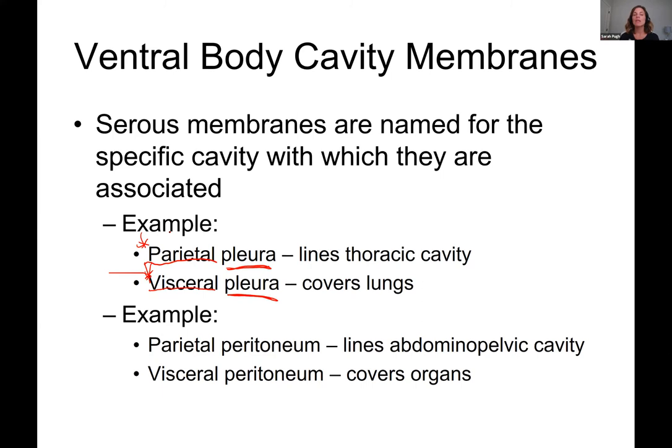Okay. Another example would be parietal and visceral peritoneum. Again, we just took off the word serosa and replaced it with this term. Peritoneum is what we find in the abdominal pelvic cavity. And so parietal peritoneum lines the abdominal pelvic cavity. Visceral peritoneum is what's covering the organs of the abdominal pelvic cavity. Okay, so we can just get more specific when we talk about our serous membranes by replacing the term serosa with the name of the cavity.